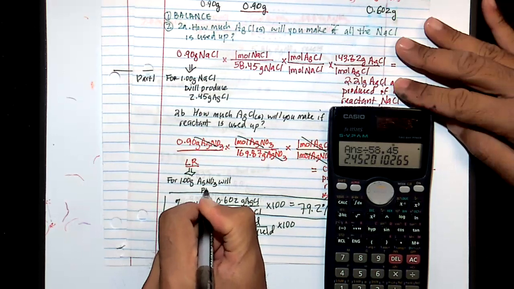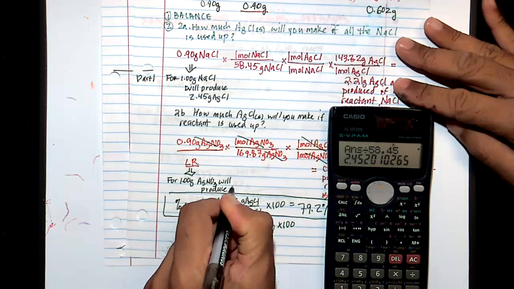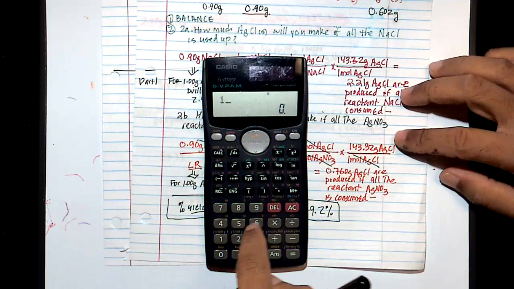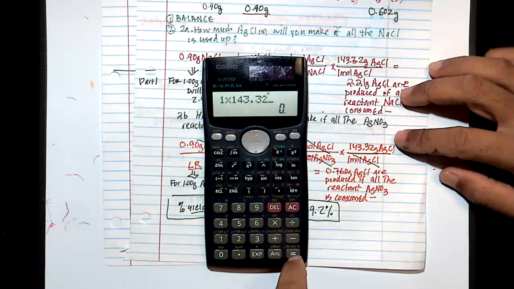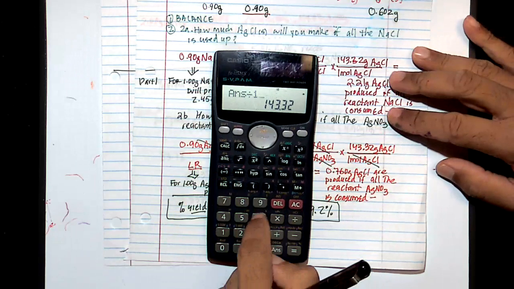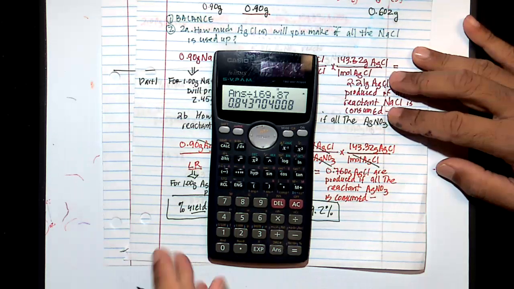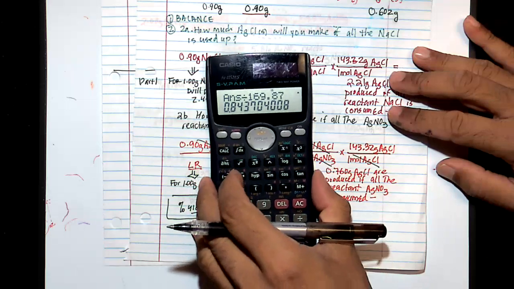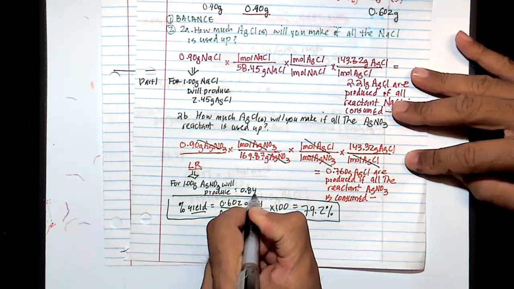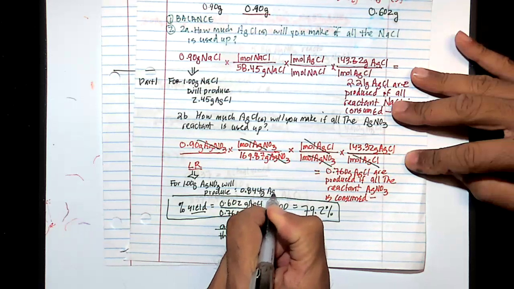will produce, okay, 1 gram times 143.32, and then divided by 169.87. Will produce 0.844 grams of AgCl.